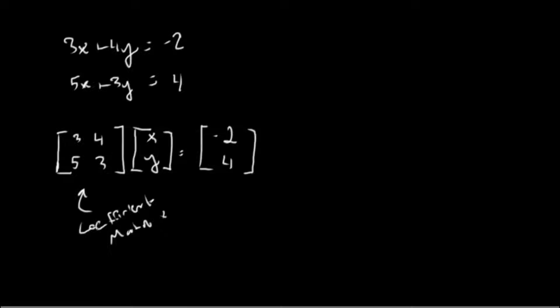So I'm going to call my coefficient matrix A. I'm going to call my column vector x, y capital X. And I'm going to call my solution vector B. So we have the equation AX equals B, and I want to solve this for X.